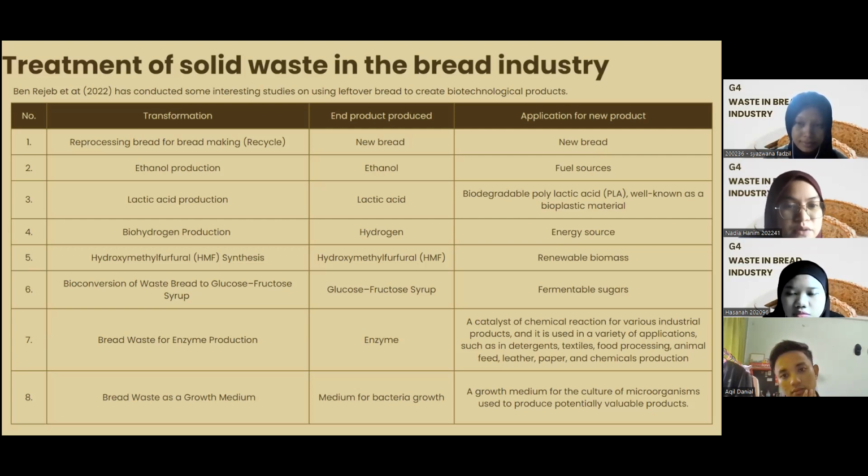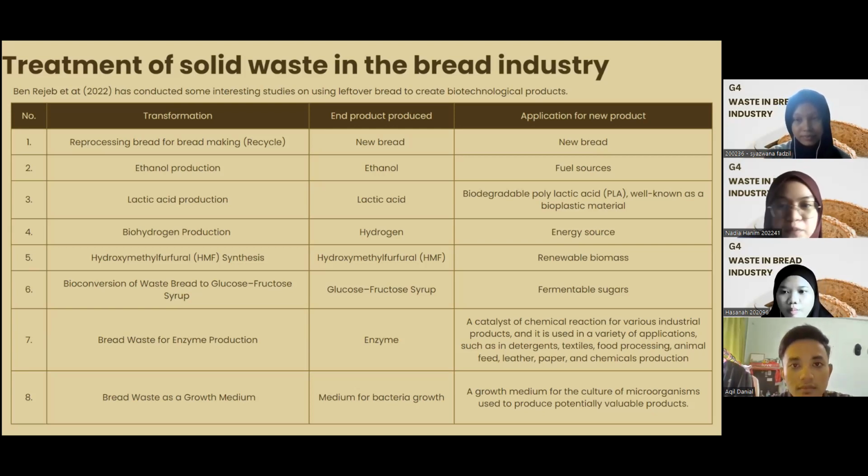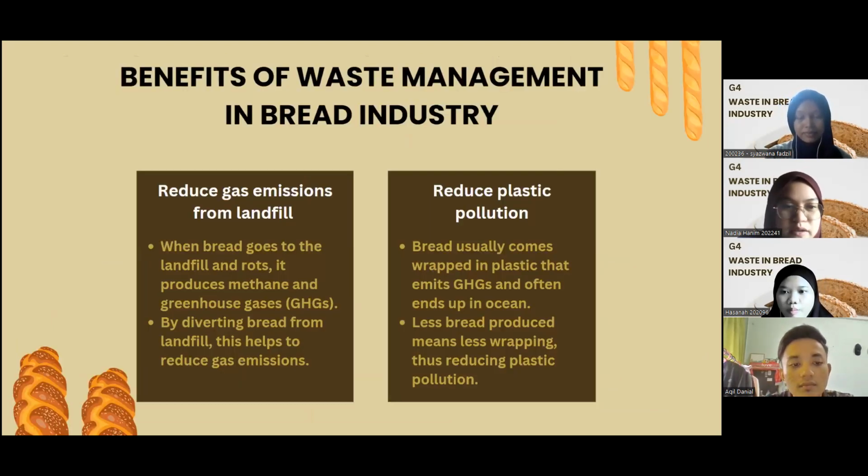And seven, bread waste for enzyme production. Enzymes can be used as catalysts of chemical reactions for various industry products such as detergents, textiles, food processing, animal feed, leather, paper, and chemical production. And the last one is growth medium, for the culture of microorganisms used to produce potentially valuable products. So I will pass to Akil for the next presentation.